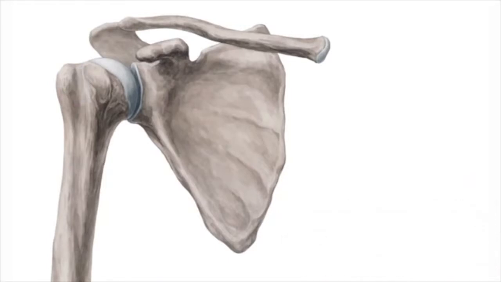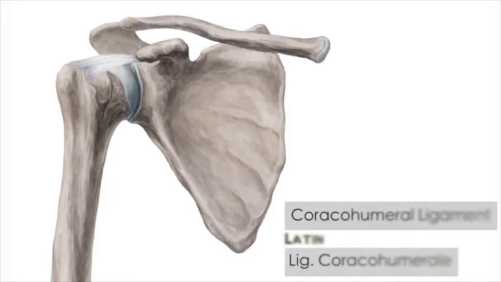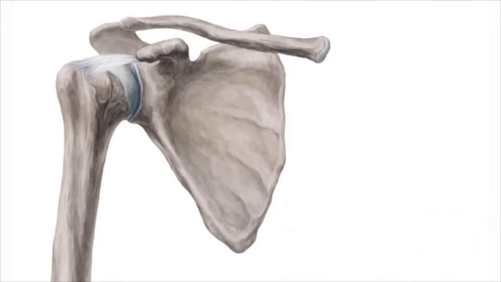The other ligament that we need to talk about is the coracohumeral ligament, which stretches from the root of the coracoid process to the greater tuberosity of the humerus, as you can see here. And this is strengthening the capsule above, or superiorly.